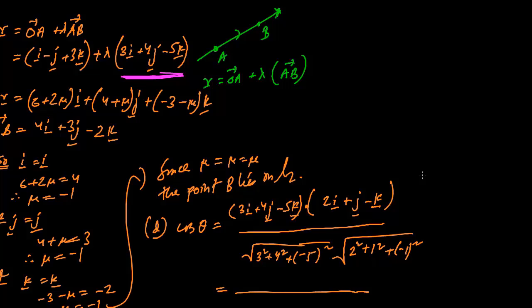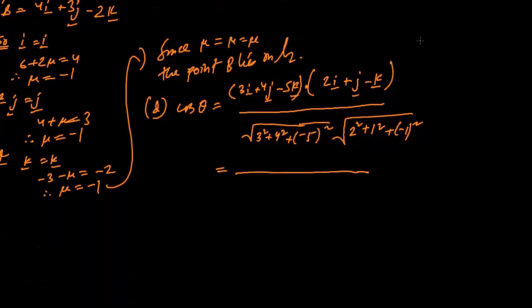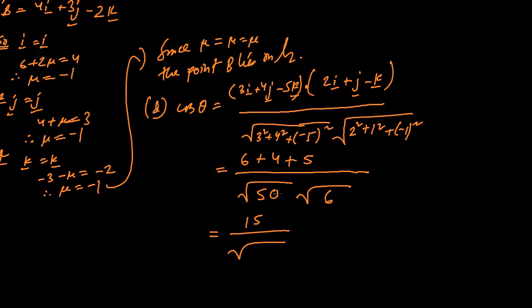And this turns out to be 3 into 2, i into i is 6, plus 4 into 1, j into j is 4, plus minus 5 into minus 1 is 5, and this is going to be square root of 9 plus 16 is 25, 25 plus 25 is 50, square root of 4, 2 squared is 4, 4 plus 1 is 5, 5 plus 1 is 6. So this is going to be 6 plus 4 is 10, 10 plus 5 is 15, square root of 6 into 50, 6 5s are 30, 300.